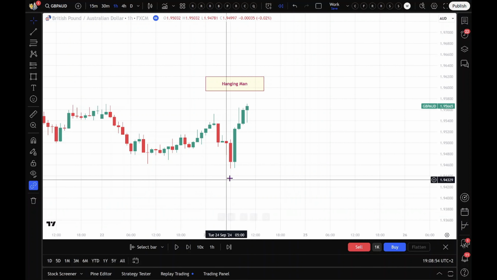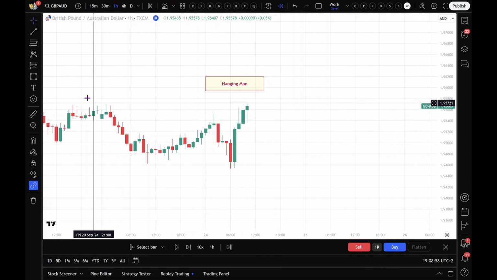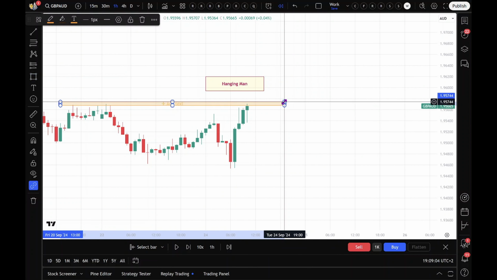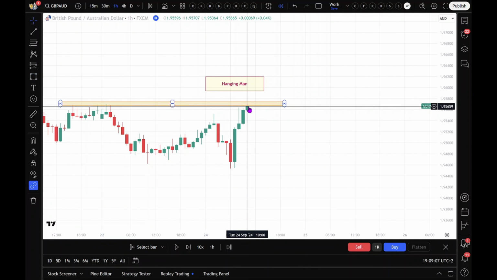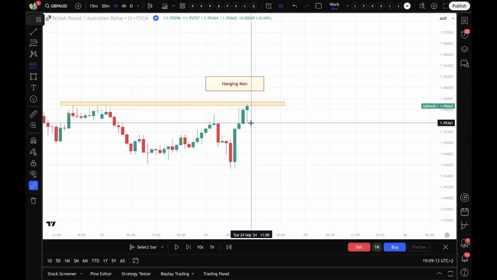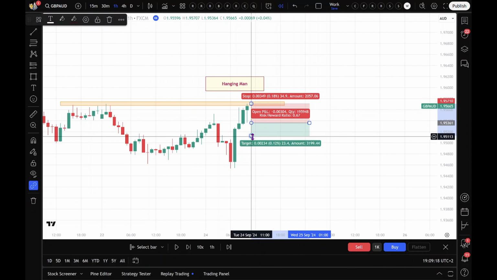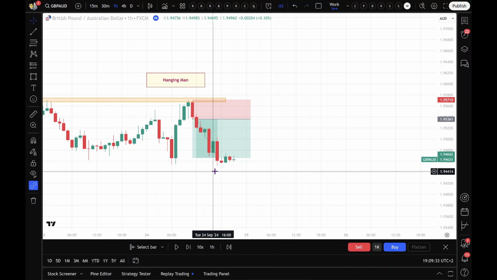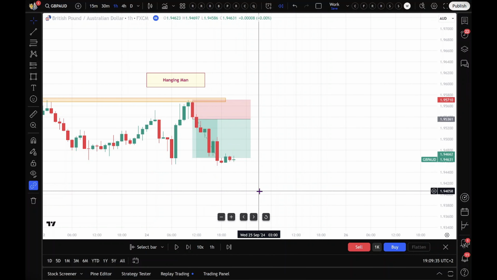So here we have our hanging man with its characteristics. Plus we can see that the hanging man forms at a previous resistance level. This is additional price action confirming that the price is reversing. So we can open a short position if the price breaks below the low of this candle. We put our stop loss here, and our take profit just here. And as we can see, the price drops sharply.